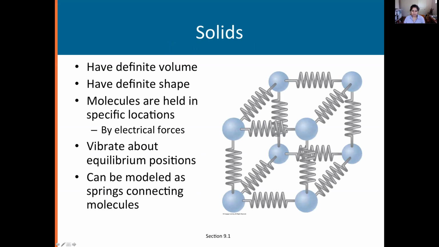So solids have a definite shape and a definite volume. So you can measure their volume and they have a definite shape. If you try to distort them, you provide a small force in a certain direction. Then when you relieve the force, if the object comes back, that's its elasticity.